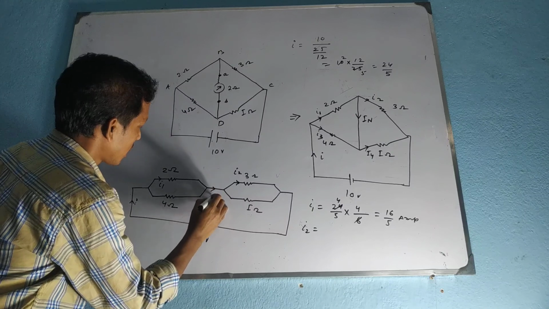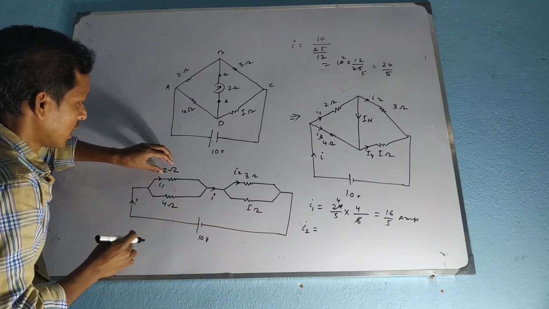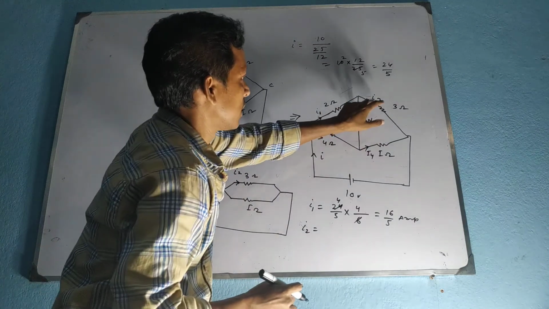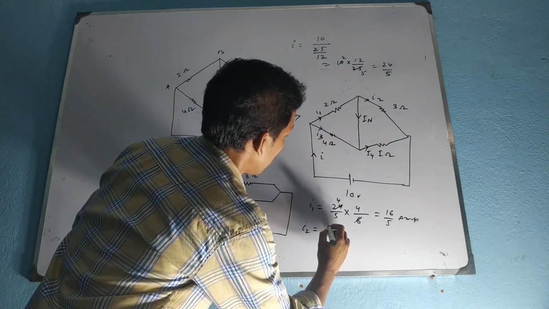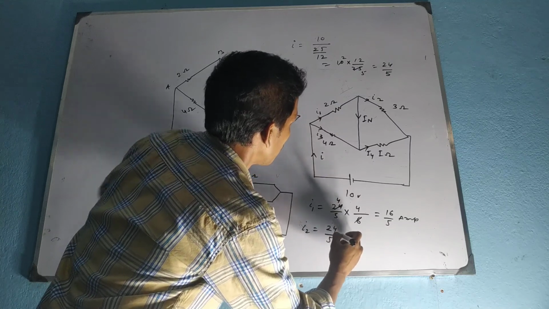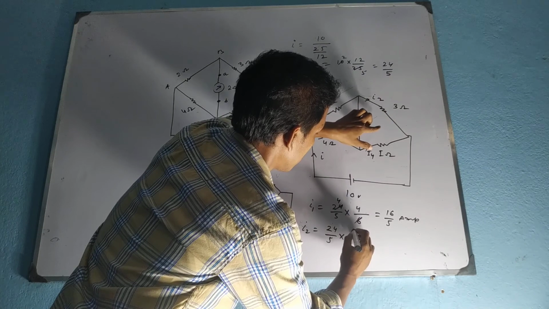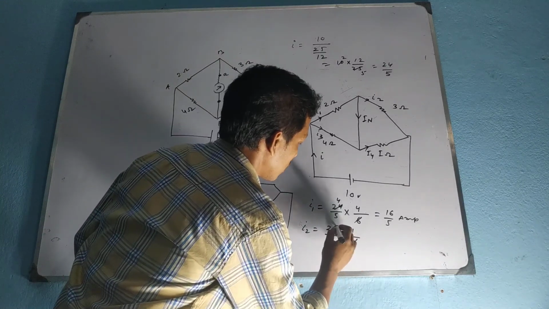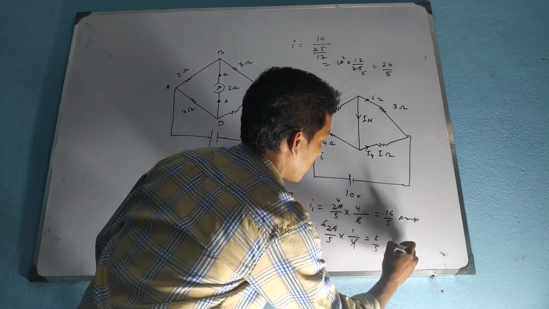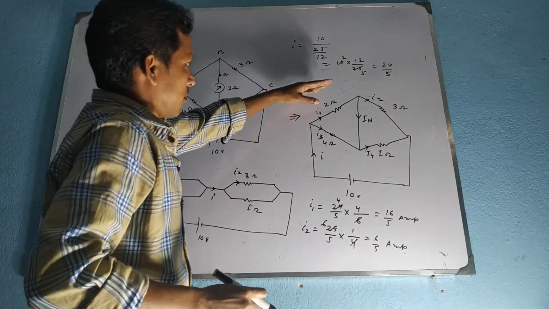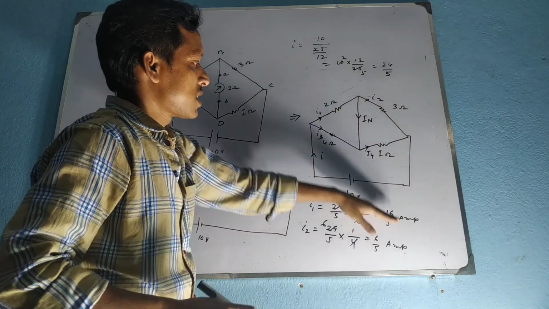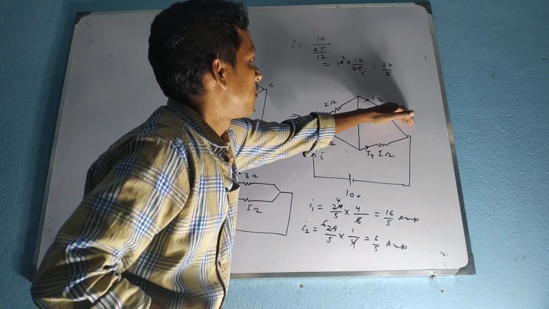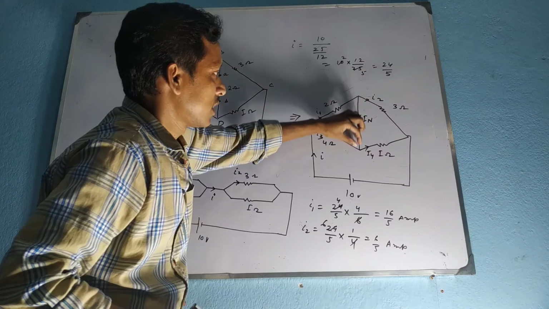In this path the total current is again I. The sum of the current through the 2 ohm and the current through the 4 ohm will be again I. So what will be the value of I2? The value of I2 will be total current 24 by 5 into the resistance of the other arm by total resistance, which is 4, so this is equal to 6 by 5 ampere, okay. So the value of the current flowing through the 2 ohm is 16 by 5 ampere, and part of the current passes through the 3 ohm and the rest passes through the shorted path.